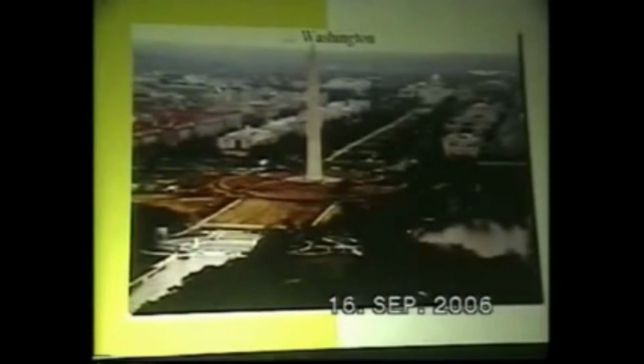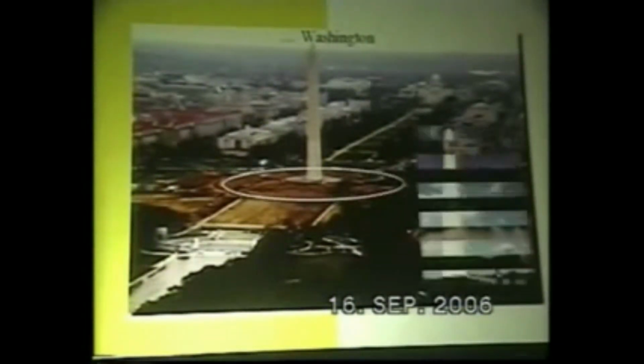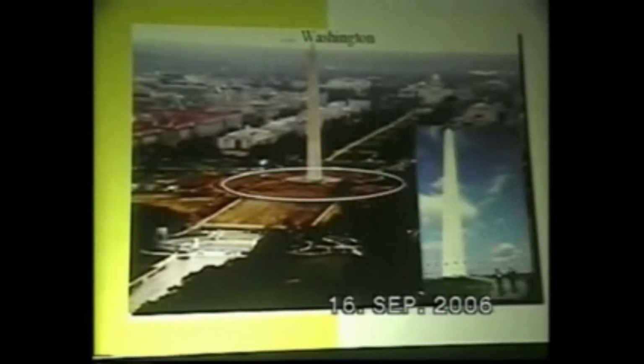But what about the Washington Obelisk? What is it? It is a monument that is known as the monument to George Washington, the first president of the United States. And well, of course, it's not that old. You see, here is its construction. And what do you see? Oh, they also put a circle on it.